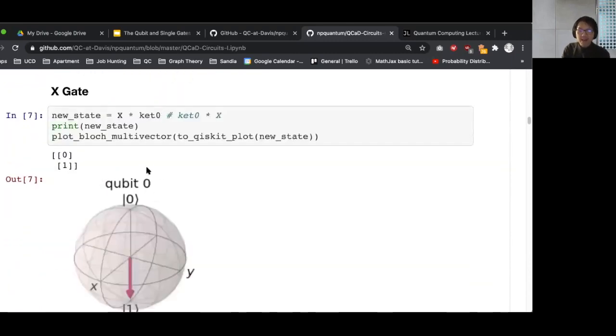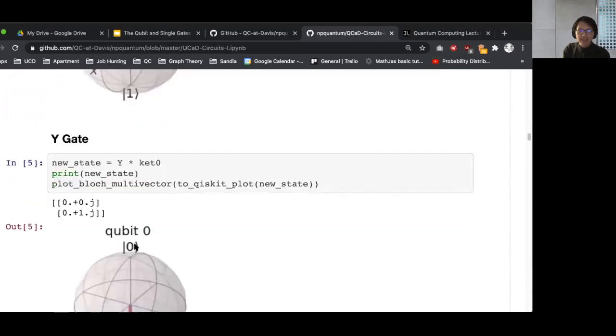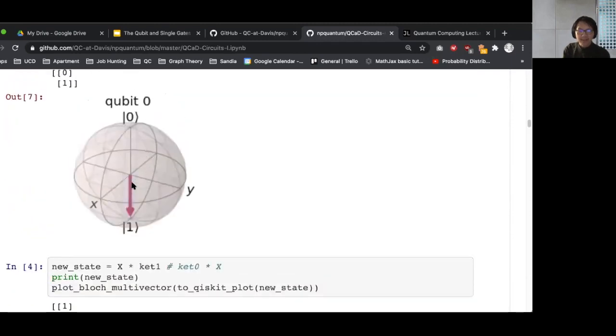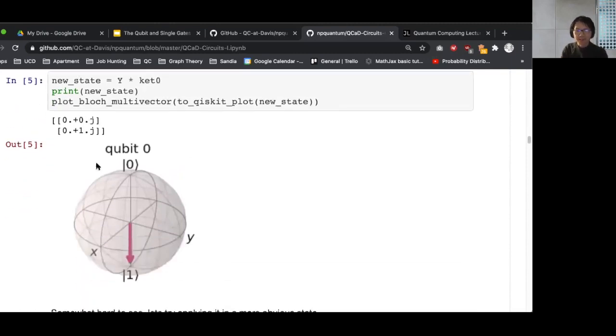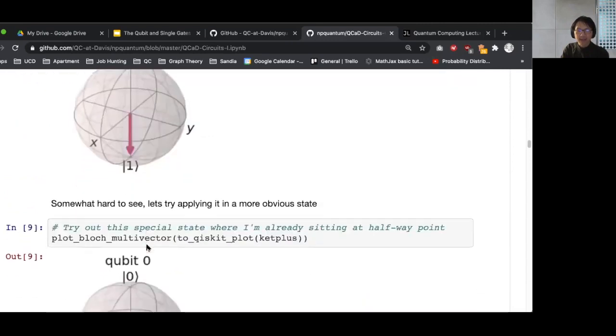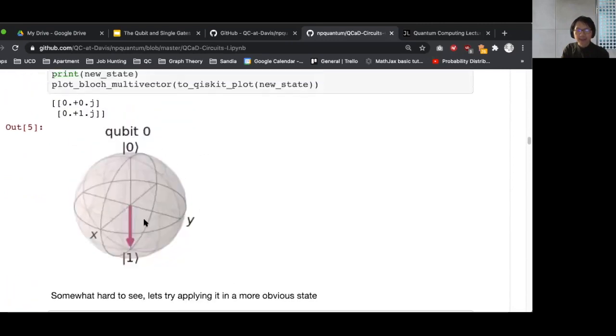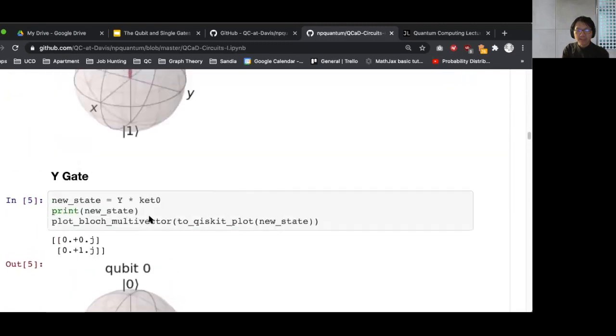But if I was in any other state, like, I don't have an example here, but if the vector was pointing in the positive y direction, and I apply the X gate, it will rotate along this x-axis, and it'll be in the negative y direction. So that's the X gate. And then you can automatically figure out what the Y and Z gates do, which is, they rotate along this y-axis here.